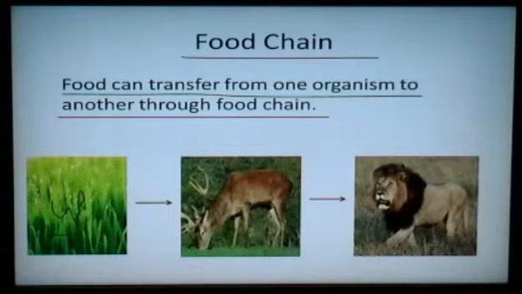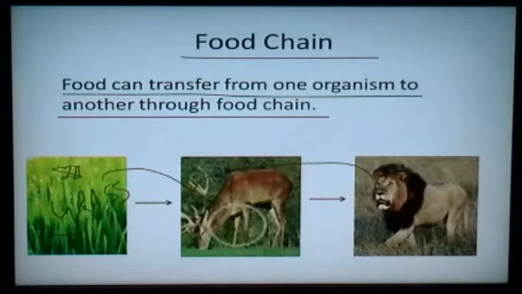All food chains always begin with the green plants, as green plants are the original source of all food. This food chain shows that grass is the starting point of the food chain. The grass is eaten by the deer and the deer is eaten by the lion. In this food chain, the grass is the producer, as grass makes its own food by the process of photosynthesis. The grass is then consumed by the herbivore called deer, and the deer is consumed by the carnivore called lion.